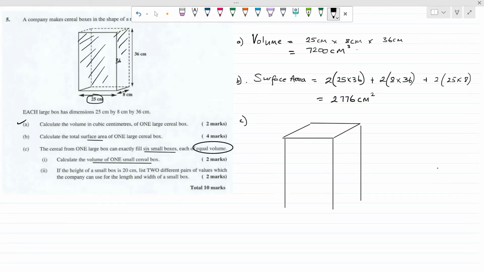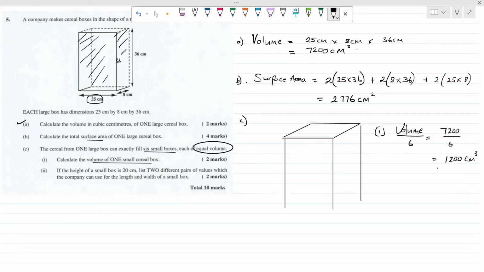So when you pour out of this one large cereal box, it can fill 6 smaller boxes of equal volume. So the volume of one small box will be our total volume divided by 6. And that's 7,200 divided by 6. So that's a total of 1,200 centimeters cubed. This is what the volume of one small box will be. Follow? Everybody okay with that?